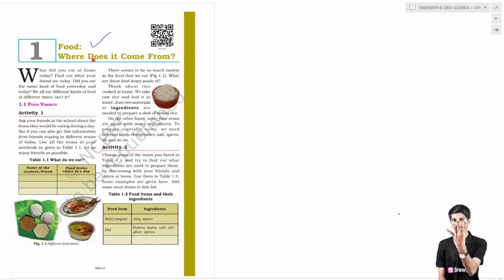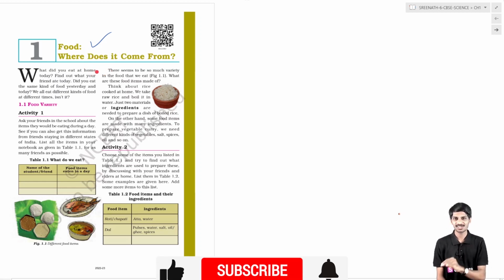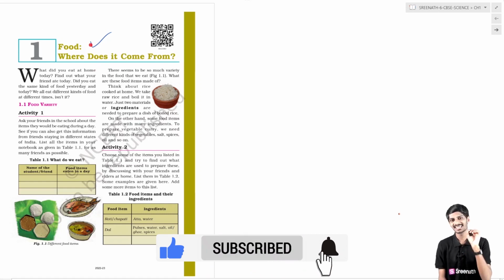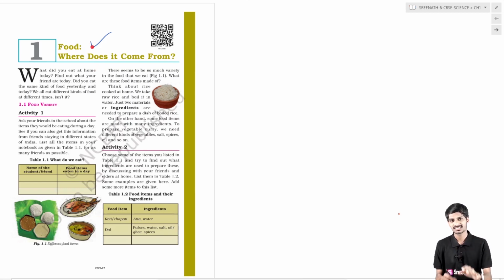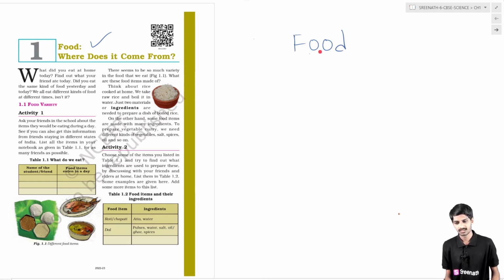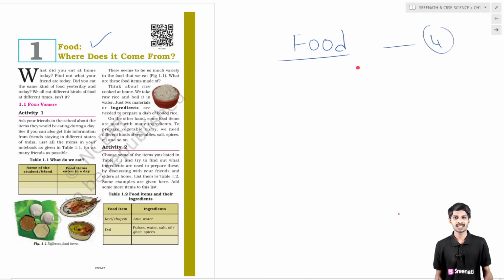In this chapter we have 4 topics. We will have an overview of all topics, and after that we will discuss each topic in detail. At the beginning we will see what the 4 topics in this chapter are, and after that we will discuss each topic in detail. Okay, let us join. At first we begin our overview. The chapter name is food, F-O-O-D, food. It contains 4 topics. After that we will discuss each topic in detail.